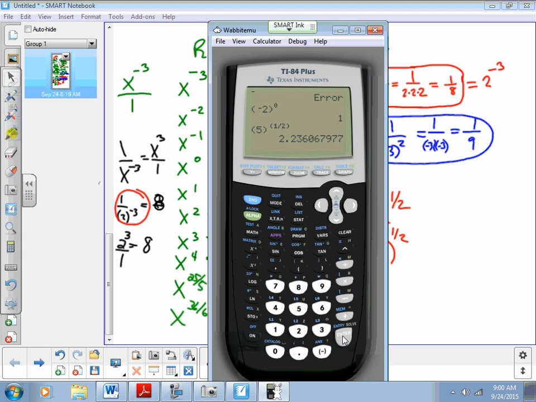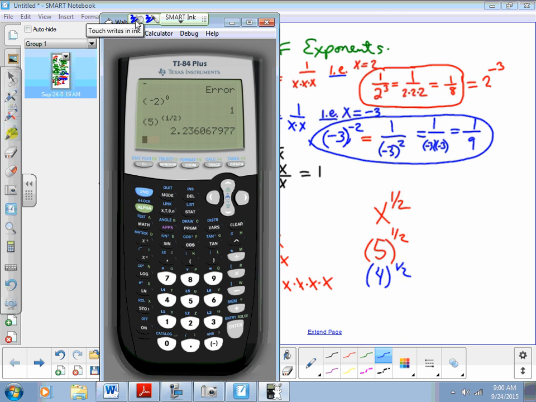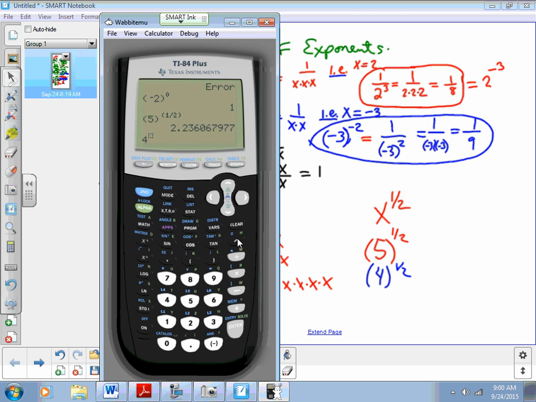I'm assuming that's what you got, yeah? Yes? Okay, let me show you something. How about 4 to the 1/2 power? Go ahead and type 4 to the 1/2 power. See if it works when I do it without the parentheses on either. I can do it still? Yeah. Okay, so let's try it.